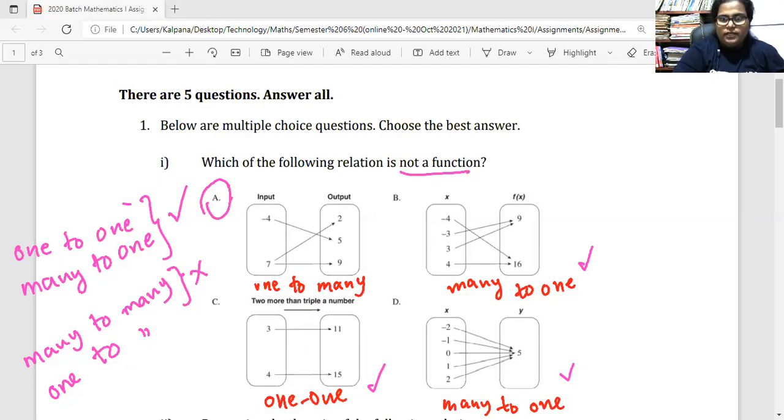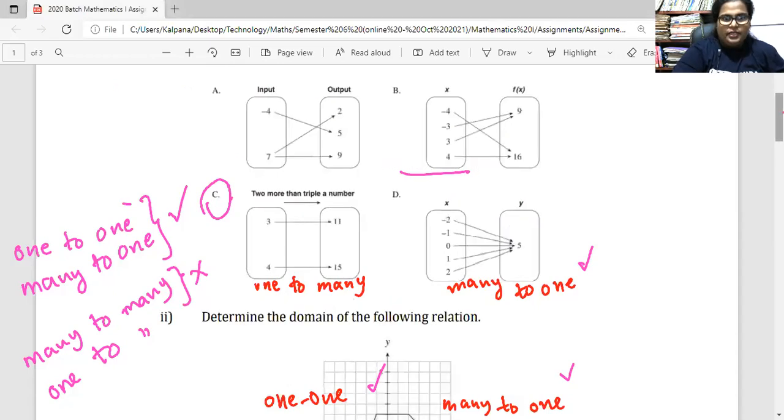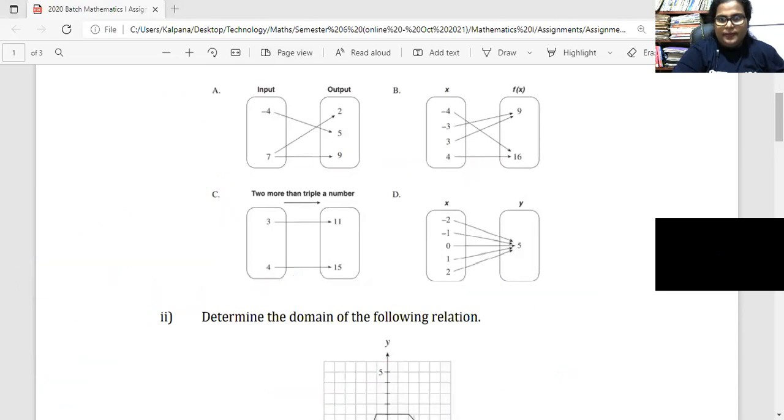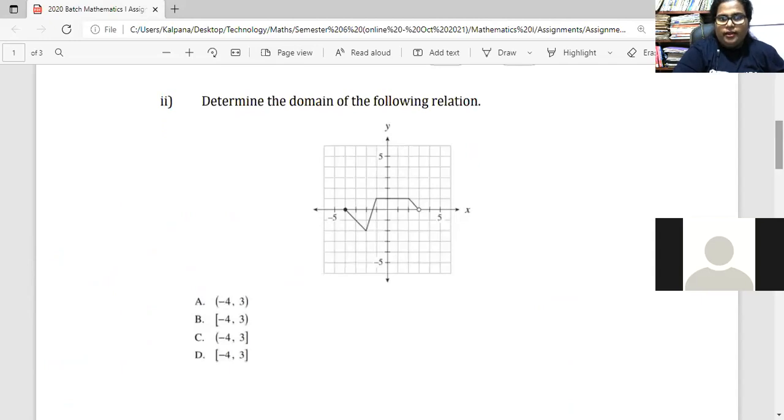Then we will go for the second part of the first question. Yeah, let me clear these things. Yeah. In the second one, you are given the graph of this function, and you have to determine what is the domain of this function, domain of this relation. So you can see here, it is in the Cartesian plane, right? So definitely the domain should be a subset of the real number line, real numbers, right?